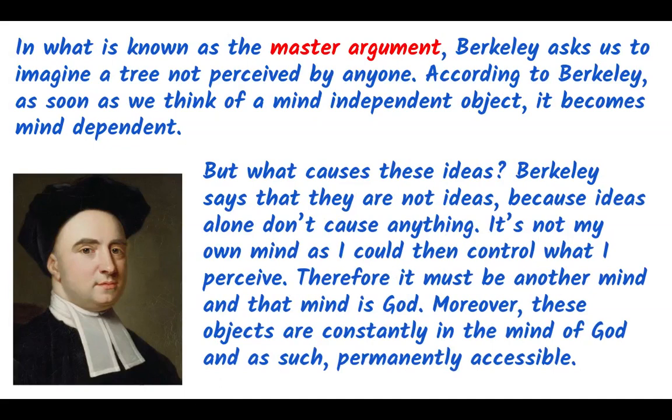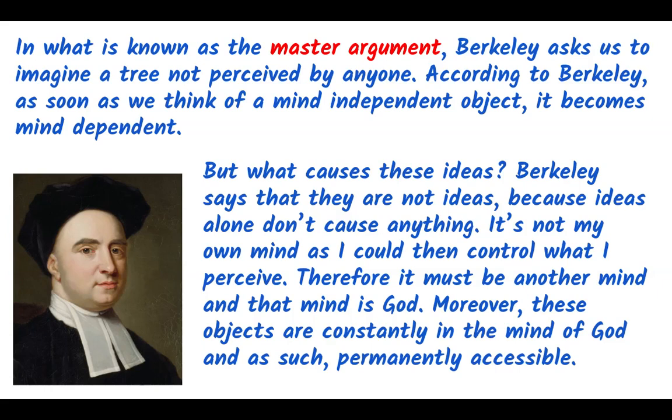The next thing that Berkeley does is construct this thing called the master argument. Now, it's well worth going over that and the dialogue relating to this. But basically, Berkeley asks us to imagine a tree not perceived by anyone. According to Berkeley, as soon as we think of a mind-independent object, it becomes mind-dependent. So the next question would be, well, what causes these ideas? Berkeley basically says, well, these ideas are not caused by ideas themselves because ideas alone don't cause anything. Slightly confusing, so you'd probably be best to go through your notes and look at that again.